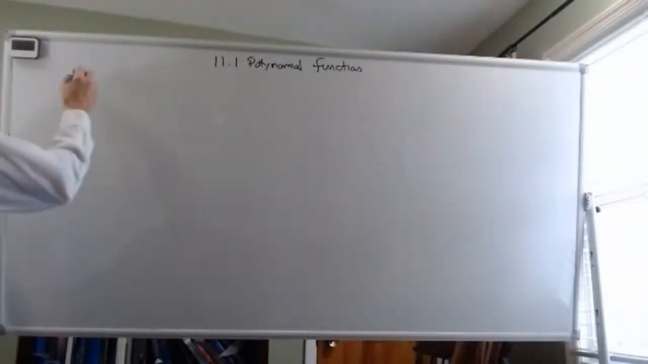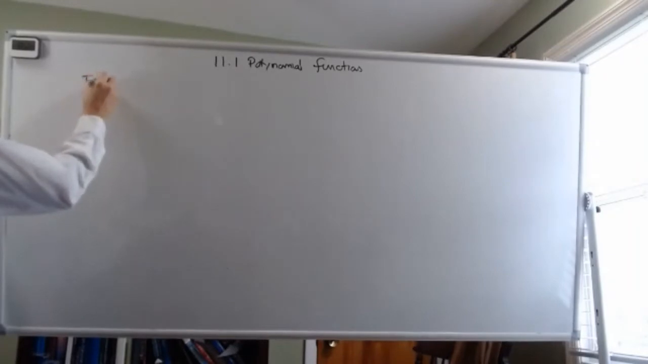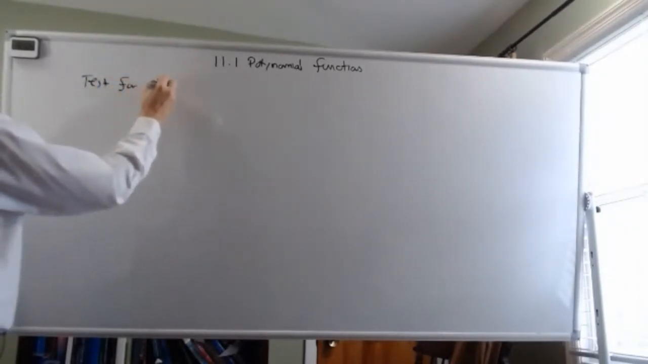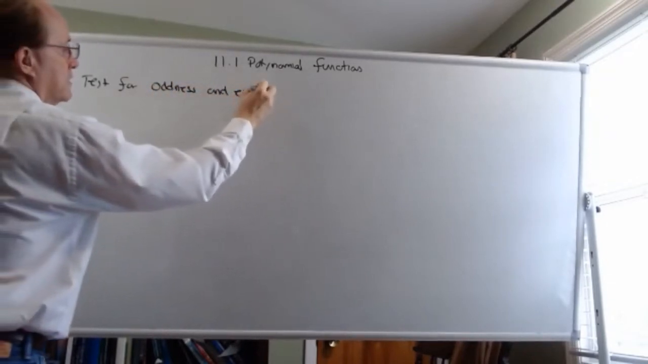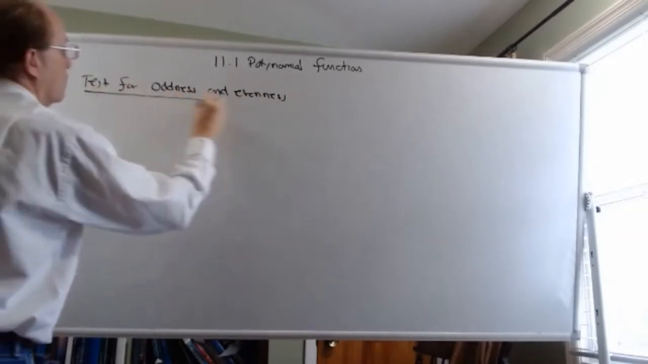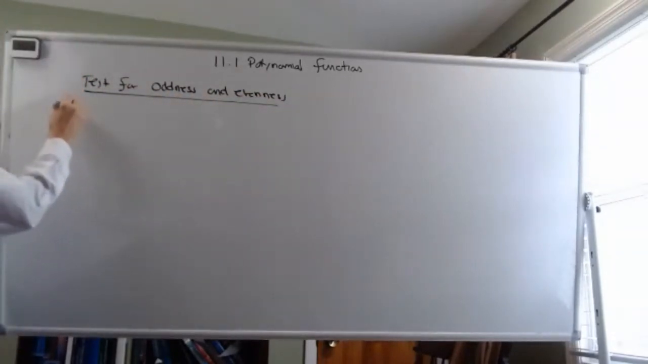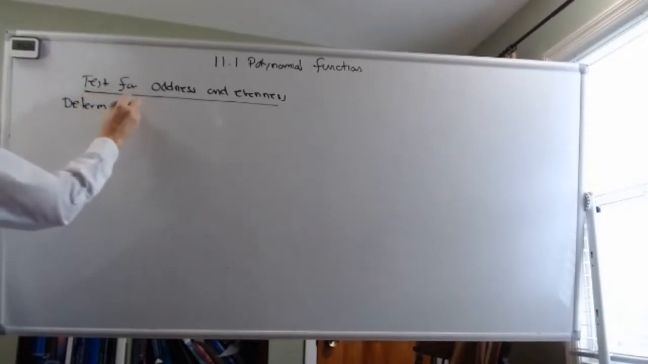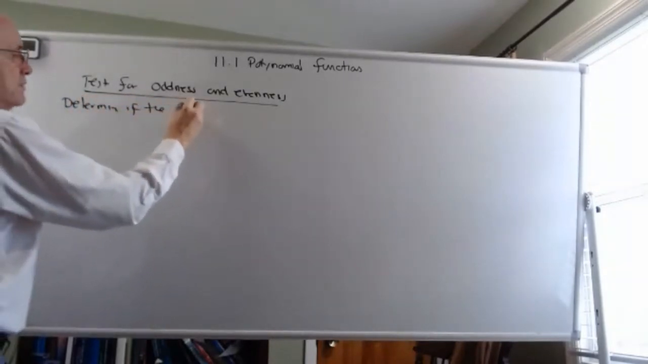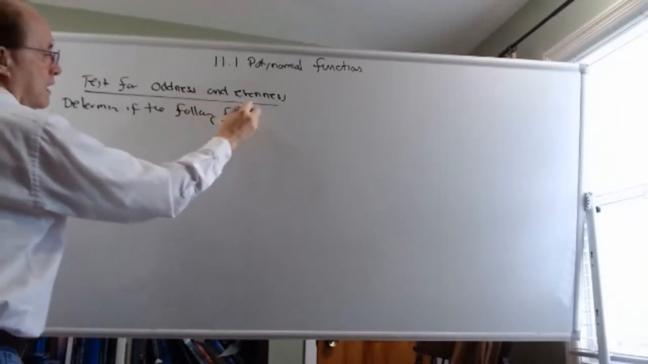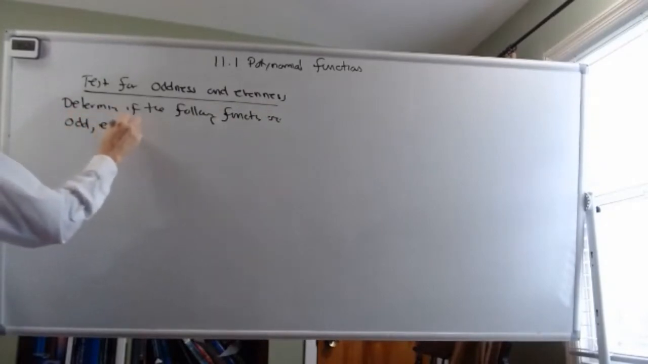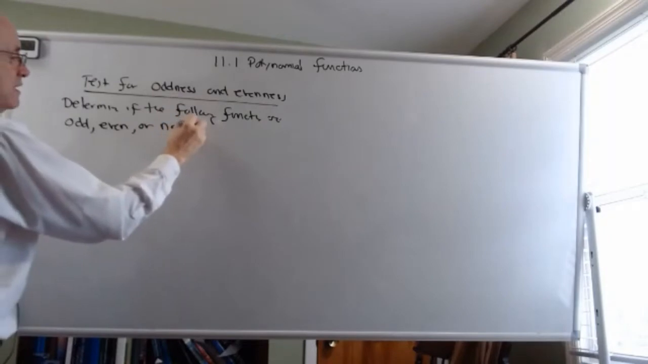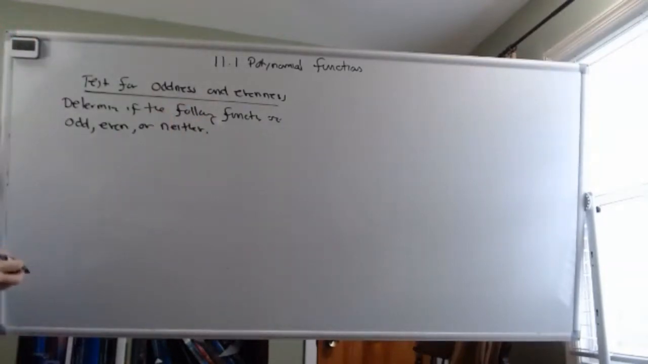So we're going to take a look at some functions, and we're going to be testing for oddness and evenness. What we want to do is determine if the following functions are odd, even, or neither. A function doesn't have to be odd or even. It could just be none of the above.